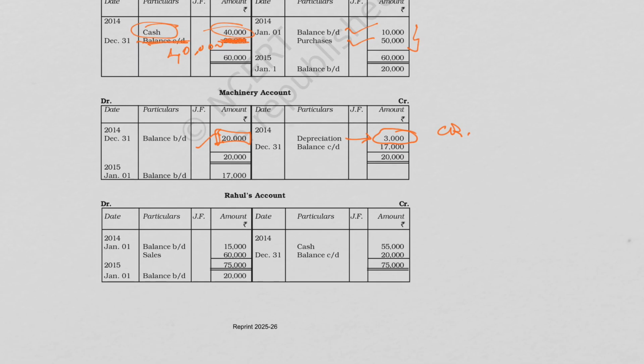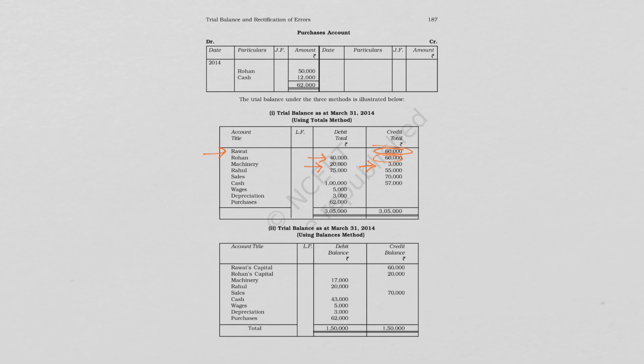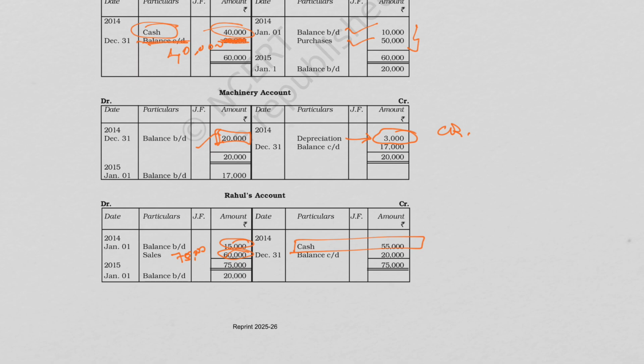Same as here, Rahul, we have balance brought down and sales. So the debit side total is 75,000. On the credit side we have one entry, 55,000. So we'll write here 55,000 and 75,000. For the other accounts also you have to do the same. Then we have the trial balance using the balances method. In this we have to straight away take the balances of each account.